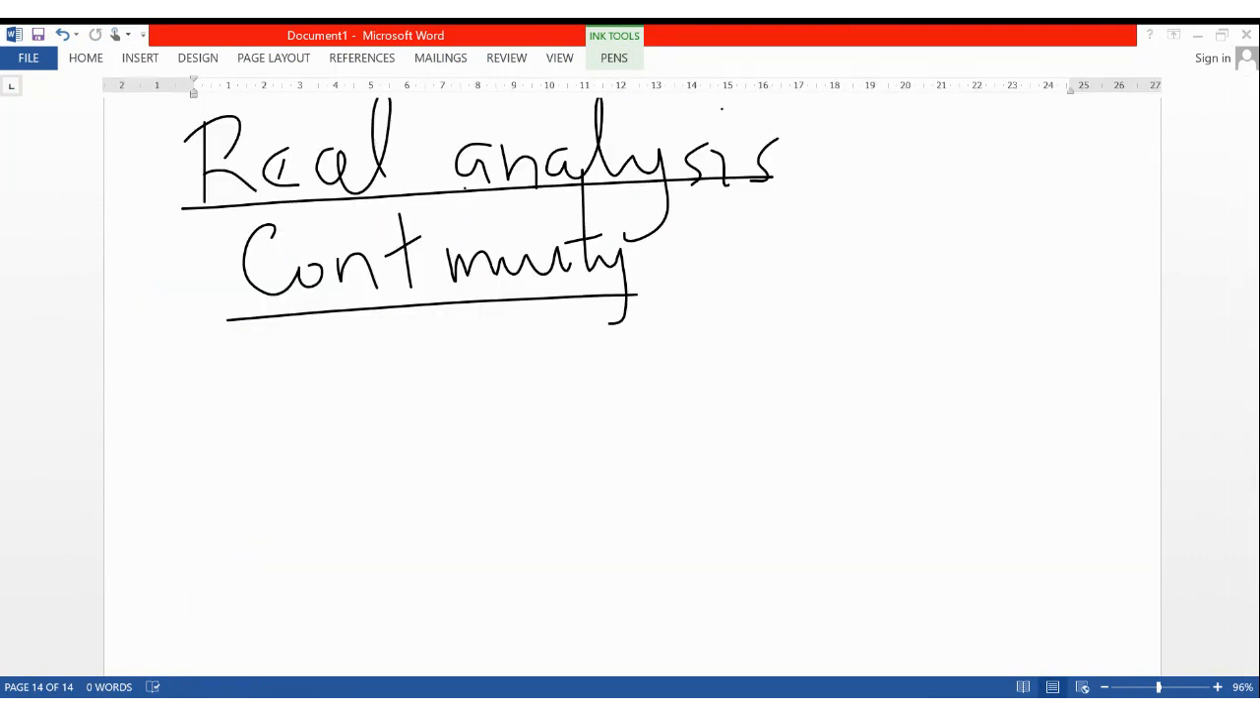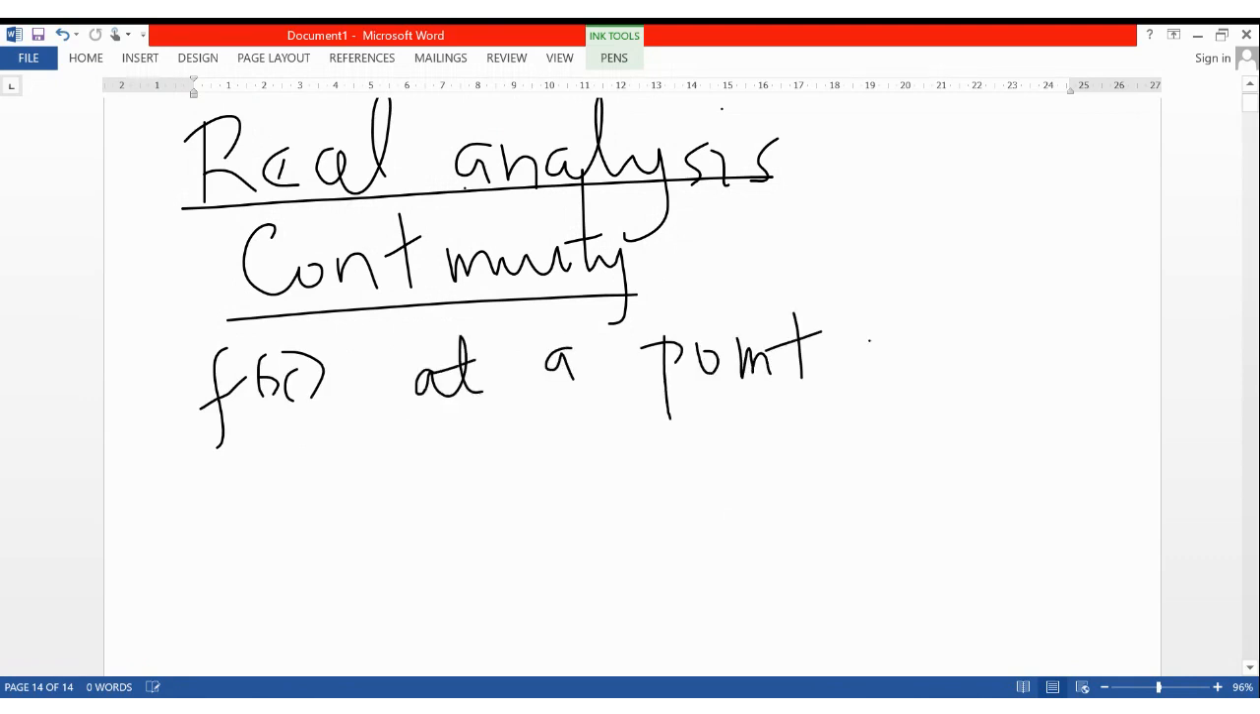So we are back on real analysis. I have to repeat because I was not recording. So we said a function f of x on continuity. f of x is continuous at a point x equals a. This is the first definition.